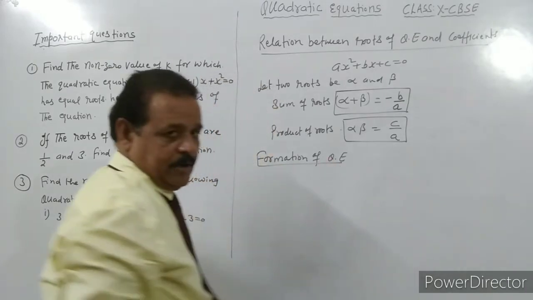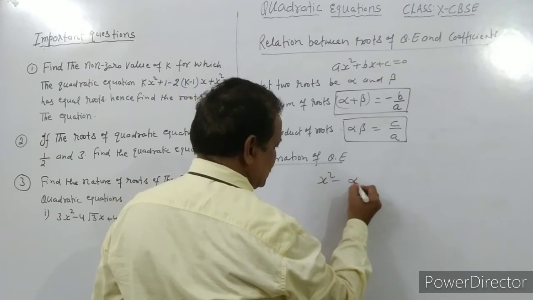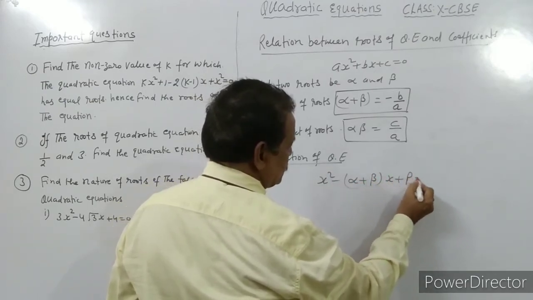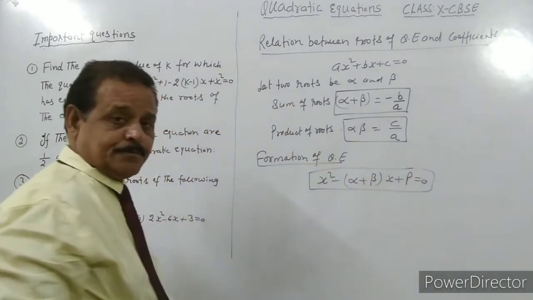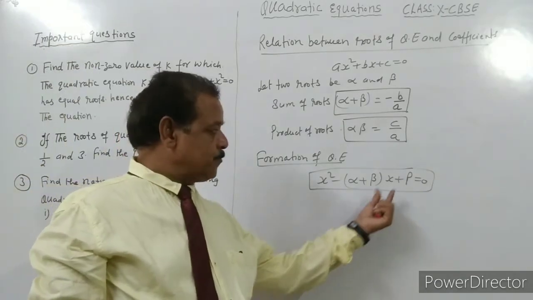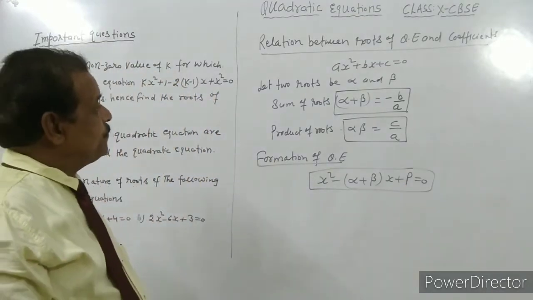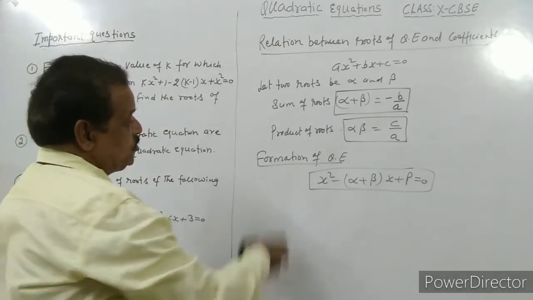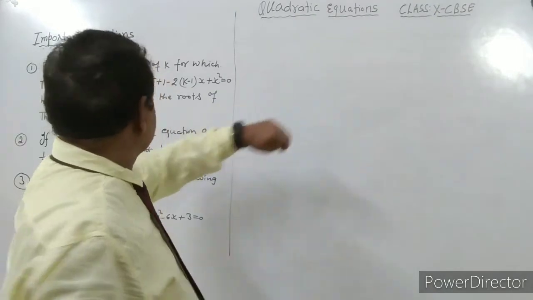When roots are given, the quadratic equation is x square minus sum of the roots into x plus product of the roots equal to 0. If roots are given, you can find the equation using the sum of the roots and the product of the roots. So these are some relationships. Now I am taking some questions based on this concept.